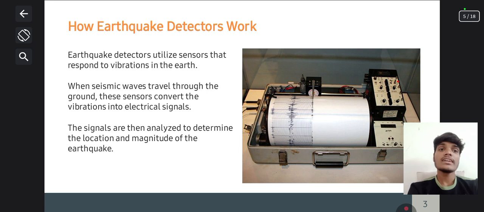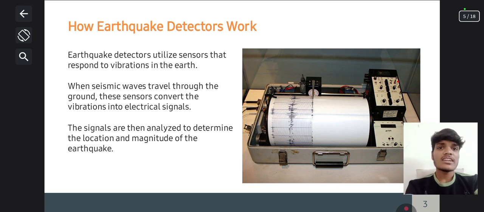How do earthquake detectors work? Normally, earthquake detectors utilize sensors that respond to vibrations in the earth. When seismic waves travel through the ground, these sensors convert the vibrations into electric signals. The signals are analyzed to determine the location and magnitude of the earthquake. How does the earthquake detector work?